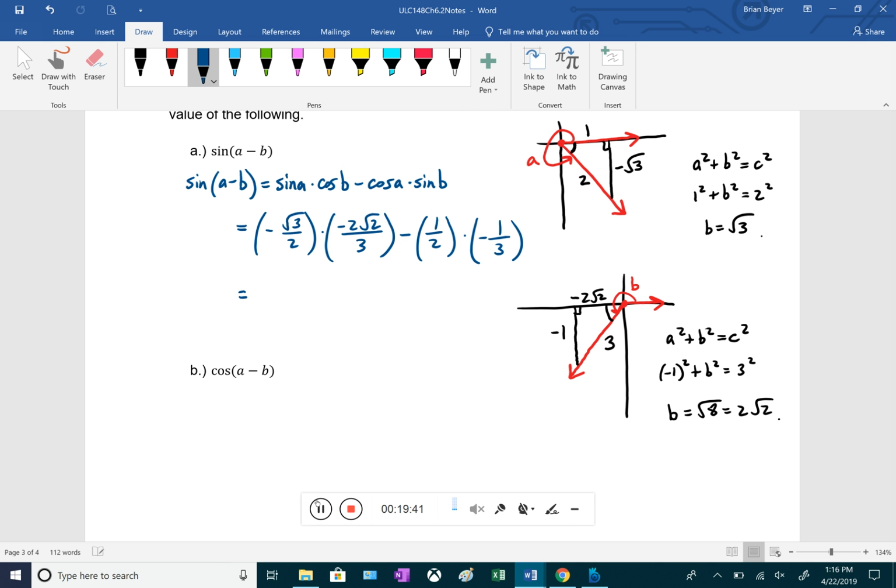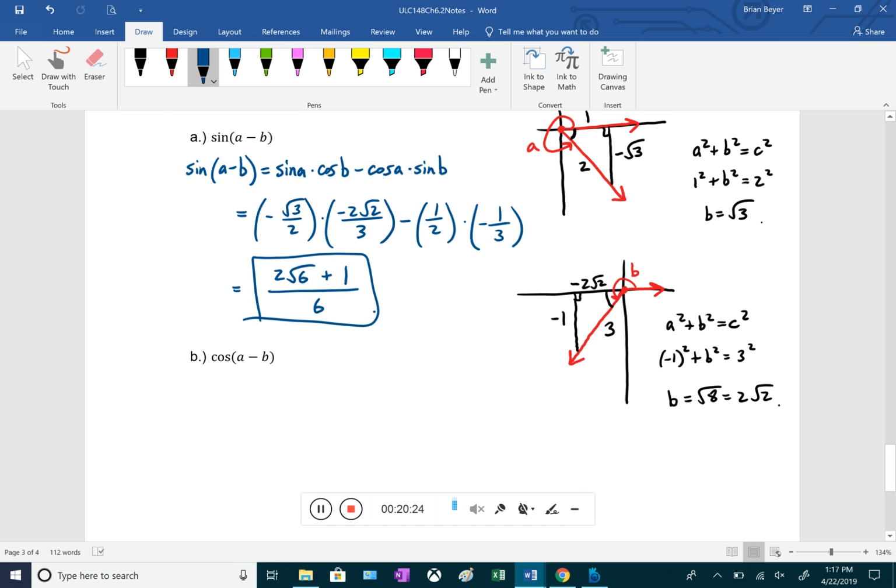Okay, so evaluating this now, both of these are going to become positive because we have negative times a negative for both that first term and the second term. So this is going to end up becoming positive 2 radical 6/6 minus, actually plus, because the negative times the negative, plus 1/6. So I'm just going to rewrite this in one fraction now: it's going to be 2 radical 6 plus 1 all over 6. So pretty messy, but that would be our answer for this first one.